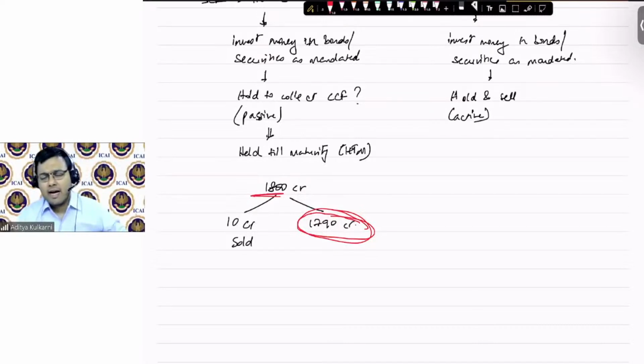Okay. So you are collecting the cash flows. There may be a couple of occasions where you may have to sell them. That does not say that mere sale of 10 crores will change the business model of 1790 crore. So therefore, at that point of time, kya hoga? You will have to take it as the same business model continues.